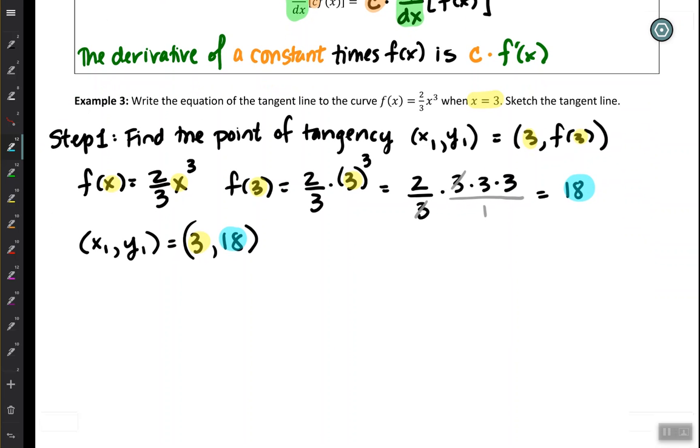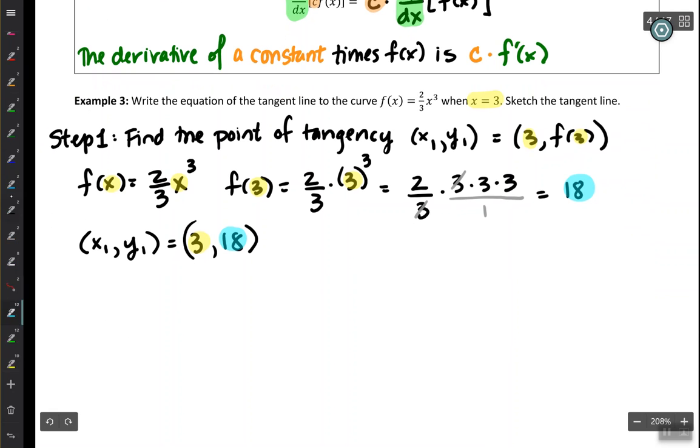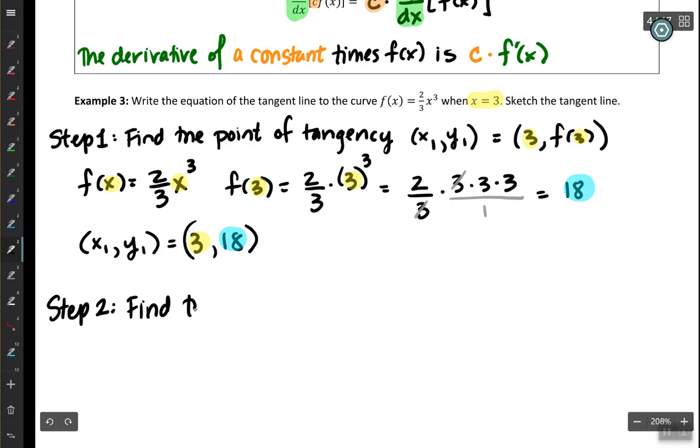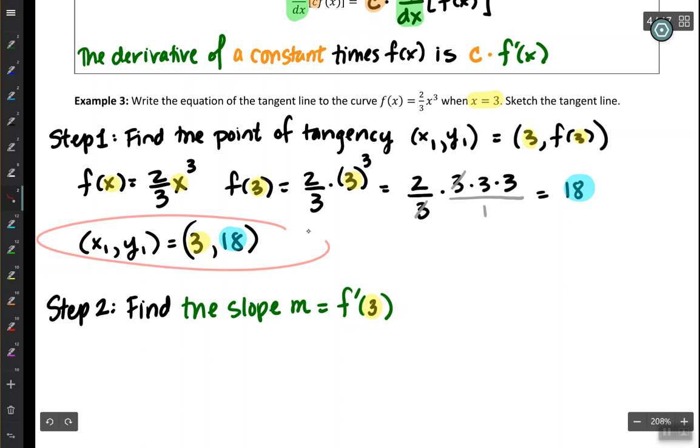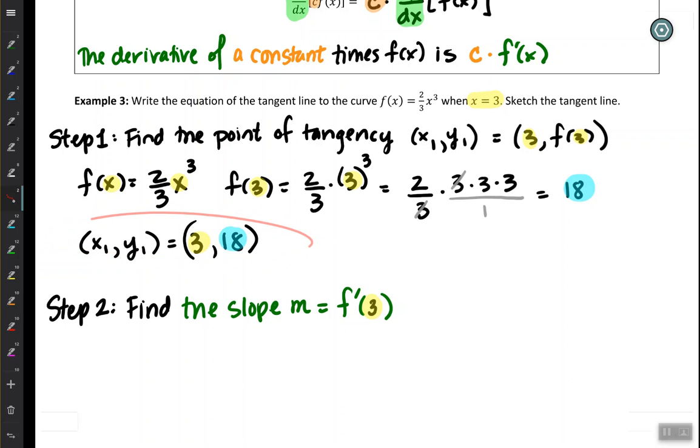Step 2, find the slope at that point. We need to calculate the derivative. Find m. Remember, the slope is the derivative, so let's find the derivative anywhere, and then specifically plug in 3. Plugging in that x value will give me the slope of the tangent line to the curve 2/3 x cubed at the point 3, 18.